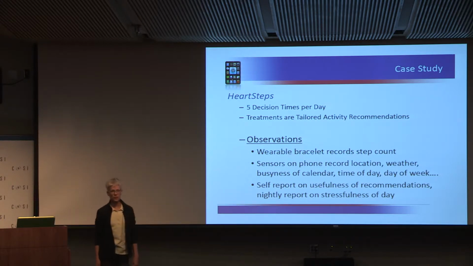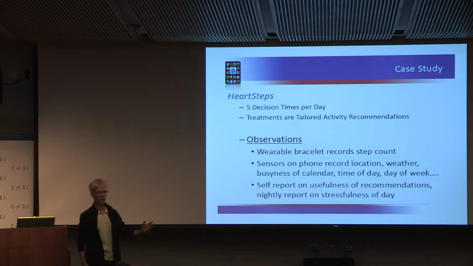Observations. The kinds of observations are the kind that you and I have been talking about these past couple of days. We have a wearable bracelet. For the first study, it's a Jawbone bracelet. It records step count. Then we have sensors on the phone. We know the location of the individual, the weather outside, how busy their Google Calendar is over the next couple of hours, and so on. We also have, I'll show you this shortly, ways to collect utility of the activity recommendations in an unobtrusive way. And then we have nightly self-report.